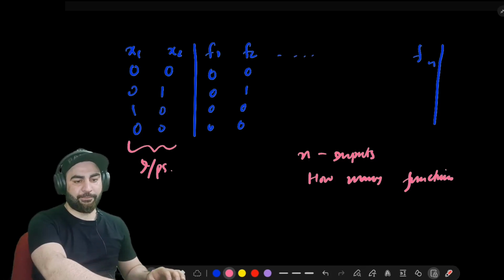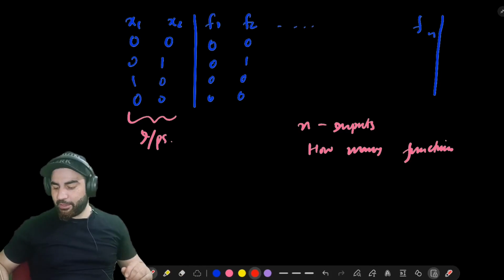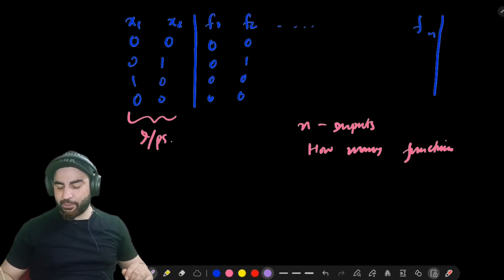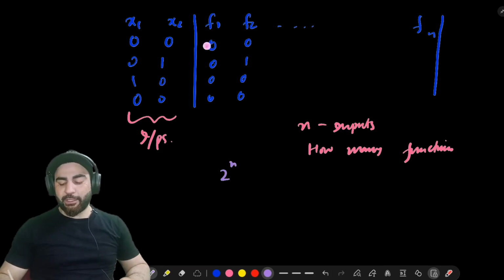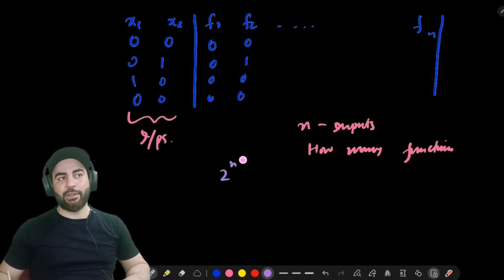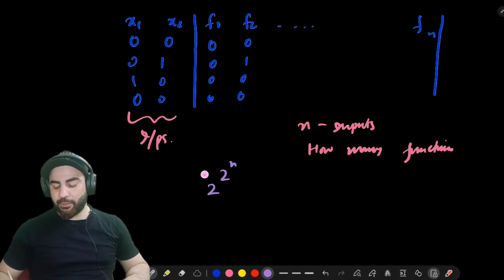Yes, please. So now the question was, with n inputs, how many such functions are possible? If we have n inputs, that means we have 2 to the power n possible combinations of these inputs. Now each of these again can take 0 or 1 corresponding to these combinations. Let's suppose corresponding to this, it can take either 1 or 0. Corresponding to this, it can take 1 or 0. Now if you have these 2 to the power n combinations possible, then total functions will be 2 to the power 2 to the power n.